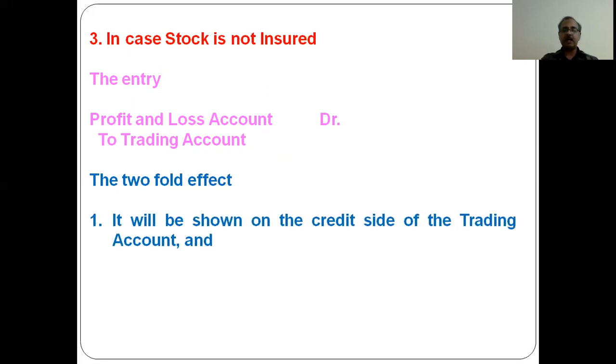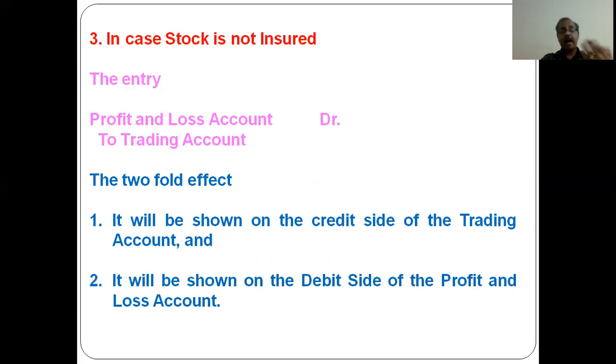The twofold effect is that the first one remains the same in all cases: the actual amount of loss will be shown on the credit side of the trading account. The next one, the actual loss, since there is no insurance claim, whatever the actual loss is will be shown on the debit side of the P&L account. There is no question of an insurance claim. So the actual amount of loss of stock destroyed by fire will be credited in the trading account and debited in the P&L account. These are the accounting treatments for stock destroyed by fire.